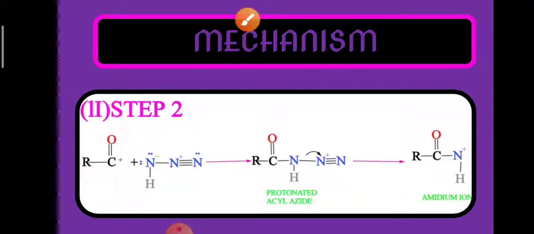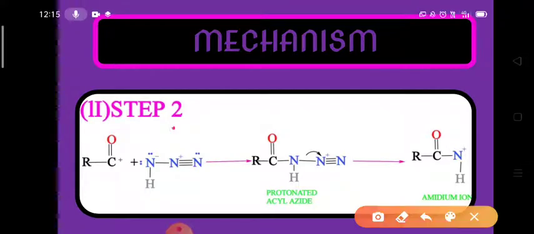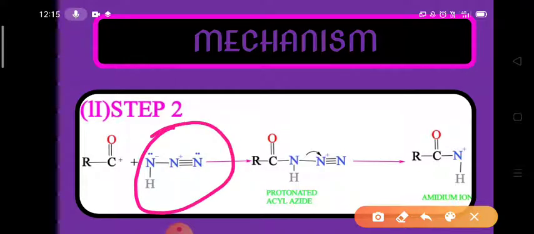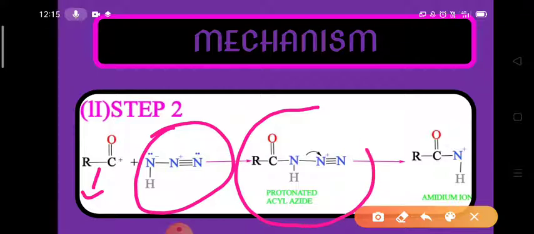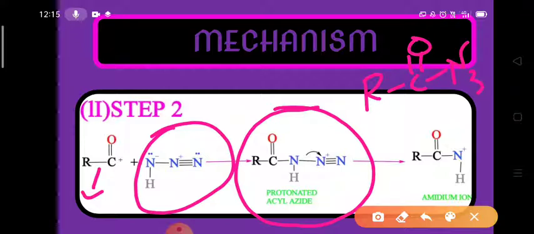In the next step, hydrazoic acid attacks. This is the structure of the hydrazoic acid. Hydrazoic acid attacks on the acyl carbocation or acyl carbonium ion. Here, as a result, we get the protonated acyl azide. Actual formula of the acyl azide is RCON3. So here one extra hydrogen we are having in this formula. So that's why we call it the protonated acyl azide.